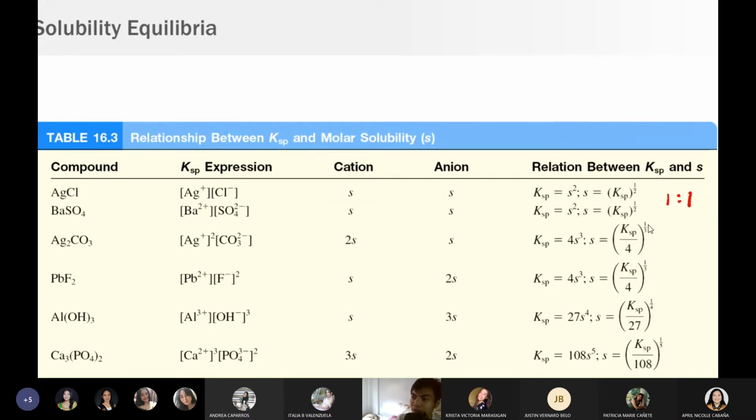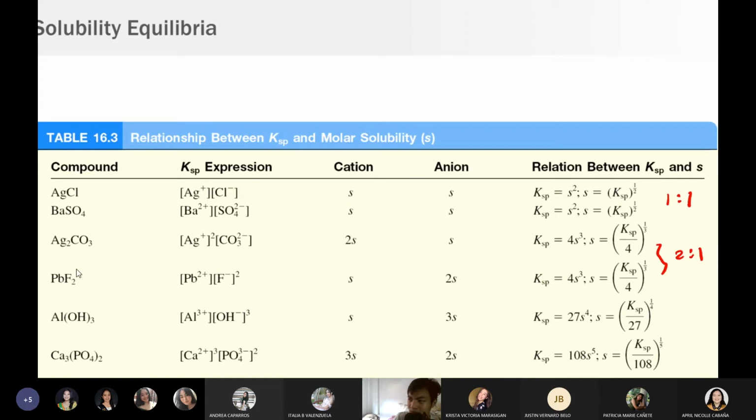Okay? So, paano naman kapag 2-to-1 yung ratio nila? 2-to-1. For example, dalawang cation, isang anion, o kaya isang anion, dalawang cation. Pag 2-to-1 ratio, the equation to solve for X or S is the cube root of Ksp divided by 4. Siguro tataka kayo. Saan galing yung 4? Okay, saan galing yung 4 na yun, sir? Bakit siya naging cube root? Okay, galing yan sa equilibrium constant.